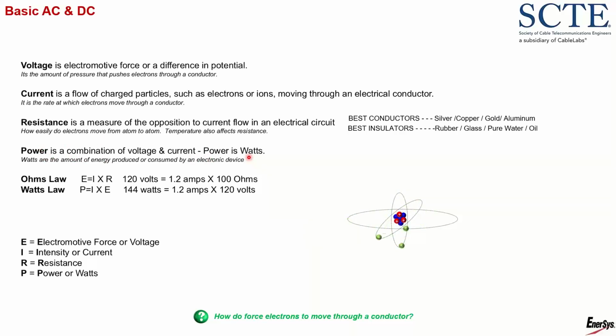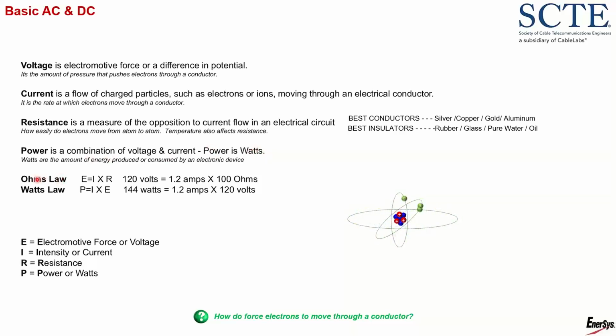Power. What is power? Well, power is watts. And what are watts? Well, watts are the amount of energy that are consumed or produced by an electronic device. All electronic devices are rated in watts. If I go to Home Depot and I'm going to buy a heater for my house, maybe I'm going to buy a 2,000 watt heater. So anything that's electronic is going to be rated in watts. And how do I get watts? Well, or power? Well, if I take voltage times current, I end up with power or watts.